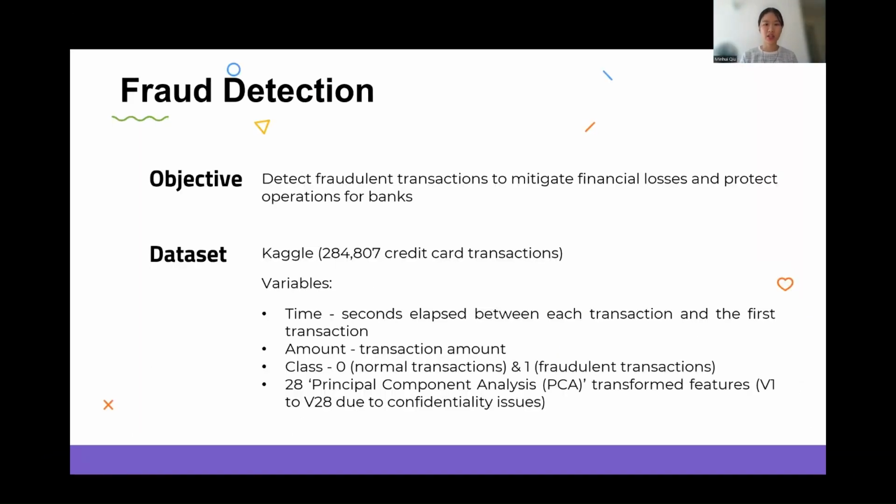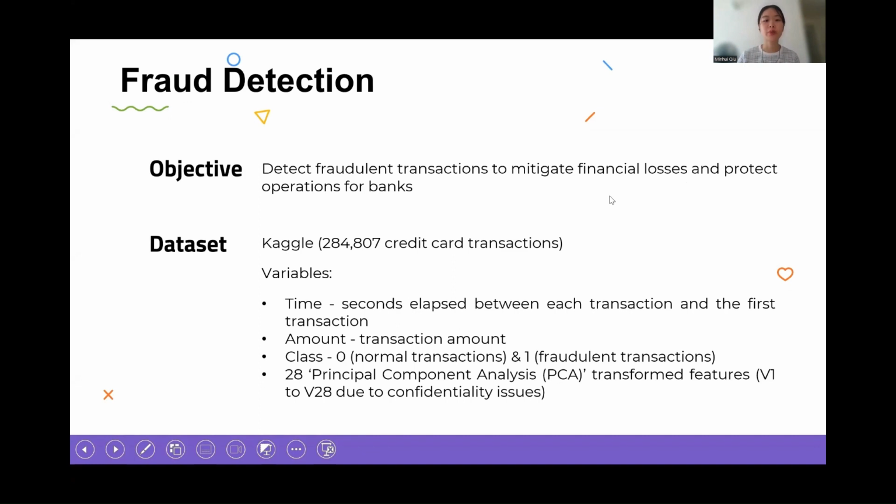In addition, there is an increased likelihood of customers engaging in potentially fraudulent transactions in a financial downturn. Therefore, in this scenario, we would like to employ AI to detect fraudulent transactions to mitigate financial losses and protect operations for banks. We obtained the data from Kaggle, where it contains 284,807 credit card transactions, of which the variables are time, seconds elapsed between each transaction and the first transaction, amount, which is the transaction amount, and class of 0 indicating a normal transaction and 1 indicating a fraudulent transaction. And there are 28 PCA-transformed features due to confidentiality issues.